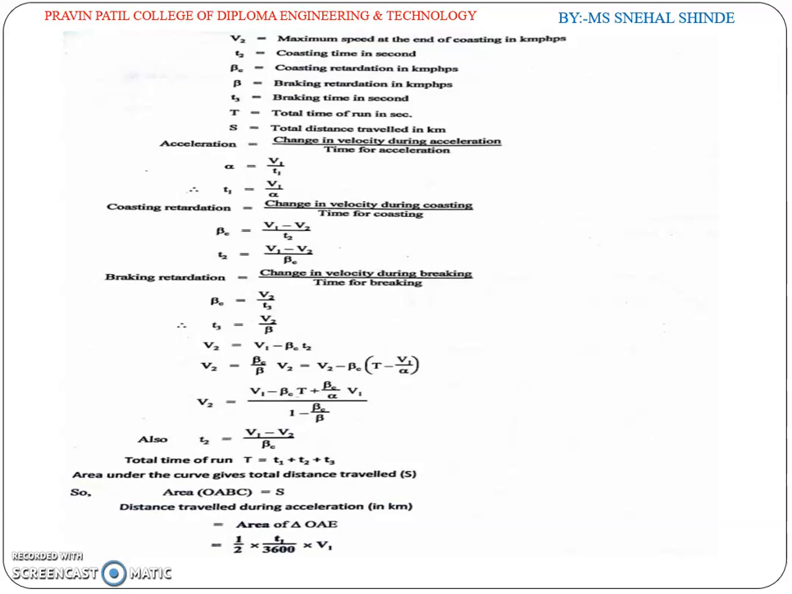The area under the curve gives the total distance travelled. So area OABC equals S. The distance travelled during acceleration in kilometers equals the area of triangle OAE, which equals half into T1 by 3600 into V1.